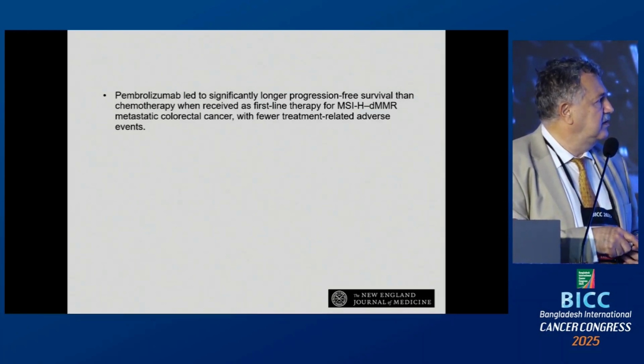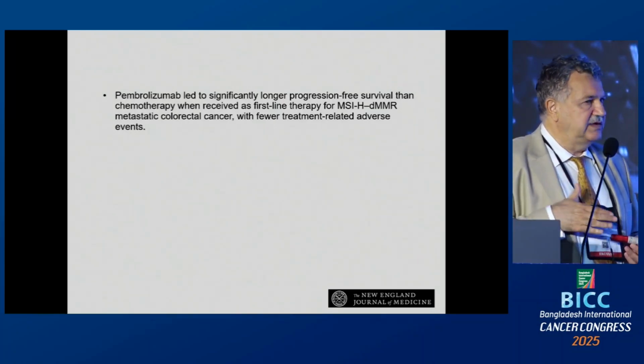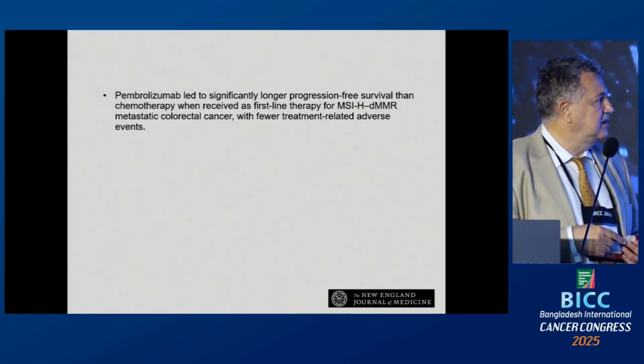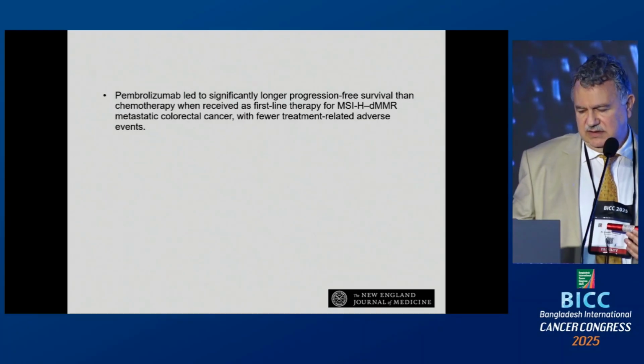So in conclusion, pembrolizumab led to significantly longer progression-free survival than chemotherapy when received as first line for MSI-high, which is deficient MMR, metastatic colorectal cancer, with fewer treatment side effects.